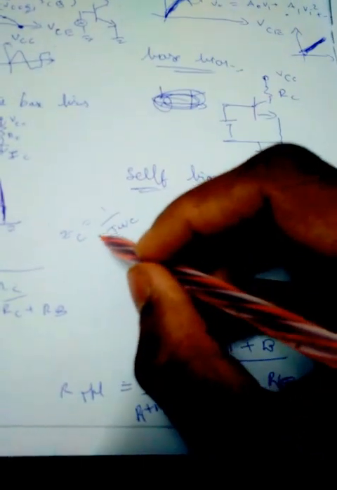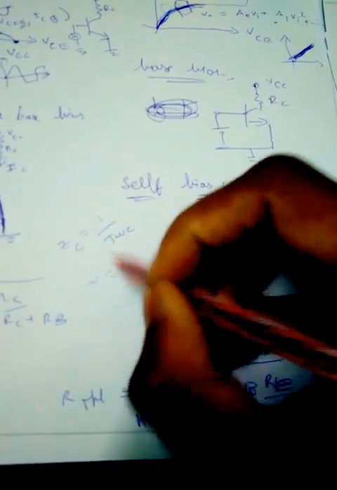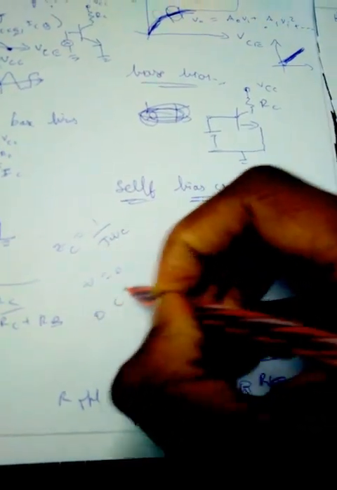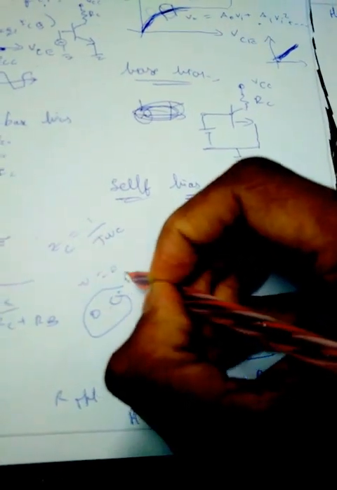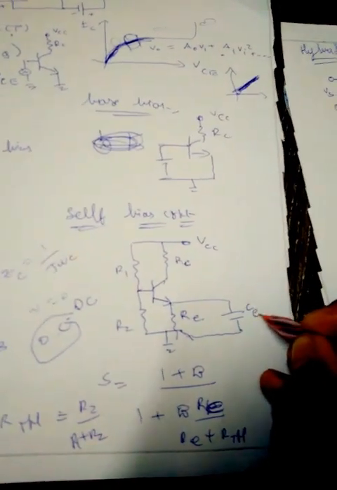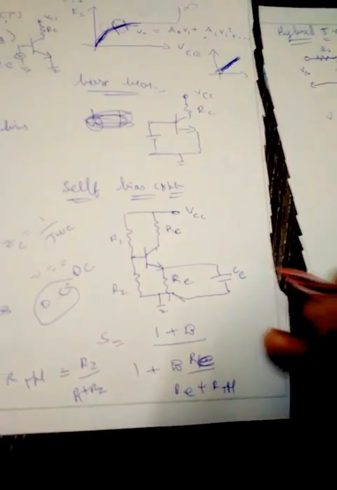For DC analysis, we know that the impedance offered by a capacitor is Z_C equal to 1 by j omega C. At DC, omega equal to 0, the impedance offered will be very high and the capacitor will be an open circuit at DC. So connecting a capacitor here for DC analysis will not cost me anything, because it will be an open circuit for DC. This is called the emitter bypass capacitor, as you might have seen in the laboratory.